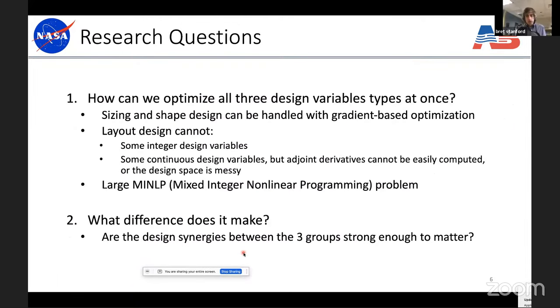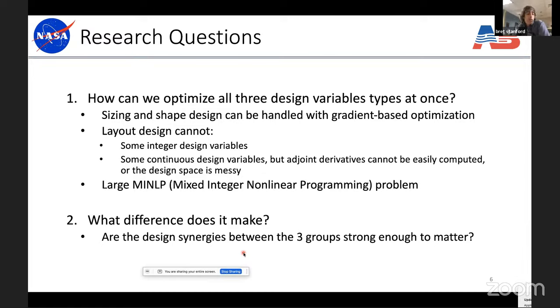So the research questions that we were after in this paper were, one, how can we optimize all three of those design variable types at once? So sizing and shape optimization, these are no big deal, right? We can compute adjoint derivatives of sizing variables and shape variables. We can do gradient-based optimization. The design space is nice and smooth. It appears to be unimodal, though we have no way to prove that decisively, but we've never seen evidence to the contrary. So if you just do sizing and shape design optimization, this is no big deal. People do it all the time.